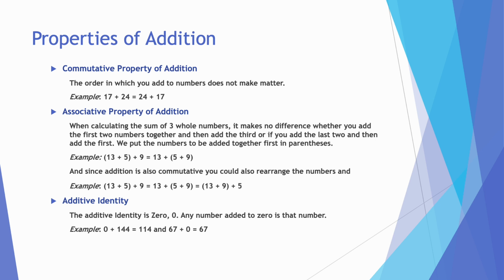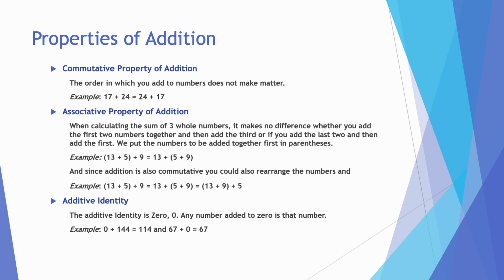If you look at the examples, you can see that the numbers that we're adding together first are enclosed in parentheses. So on the left-hand side, we're adding 13 plus 5 first, and then the 9. And on the right-hand side, we're adding the 5 plus 9 first, and then the 13. And since addition is also commutative, you could rearrange the numbers, and you could add the 13 plus 9 first, and then add the 5.